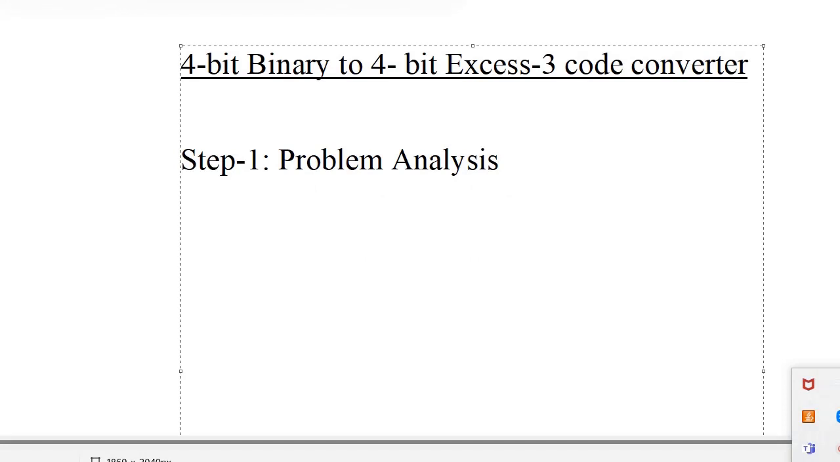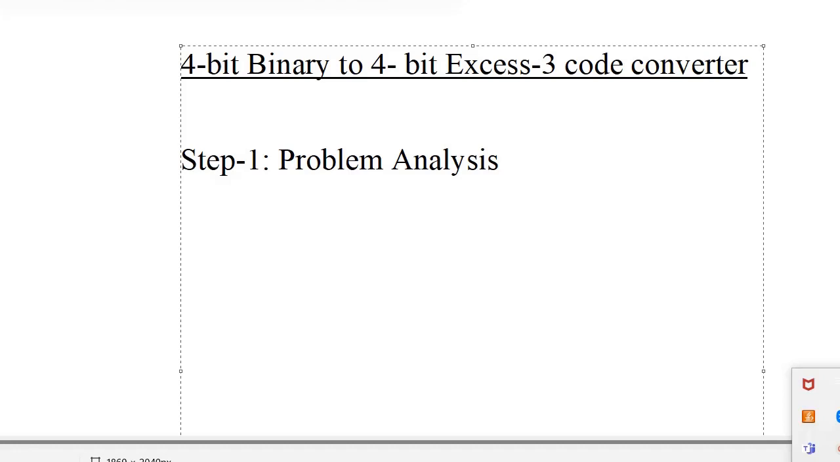Hello everyone. In the last presentation, I explained a code converter example for 4-bit gray code to 4-bit binary code converter. Now I am explaining 4-bit binary code to 4-bit XS3 code converter. Here I am explaining binary to XS3 code converter with 4-bit information.